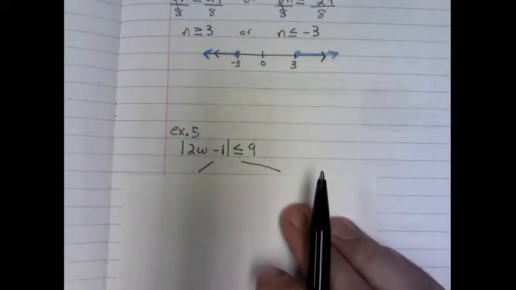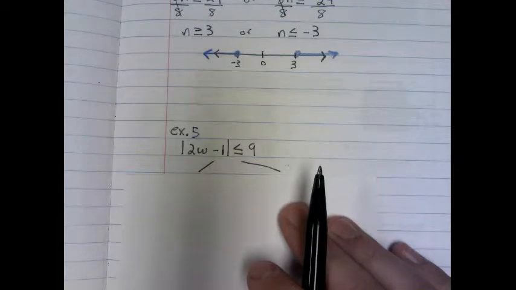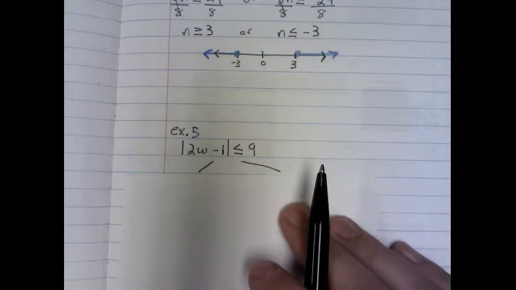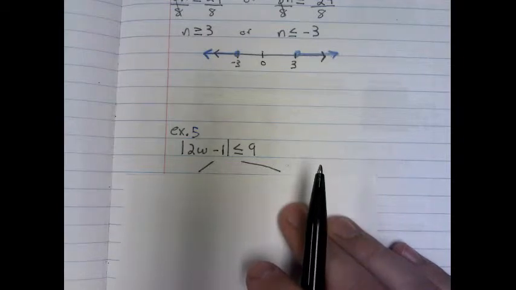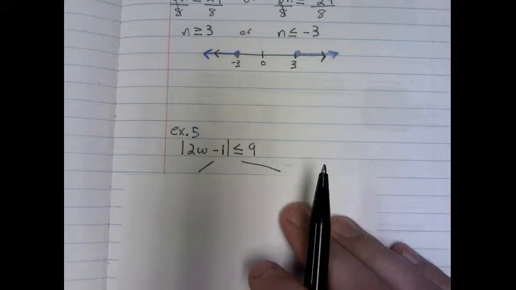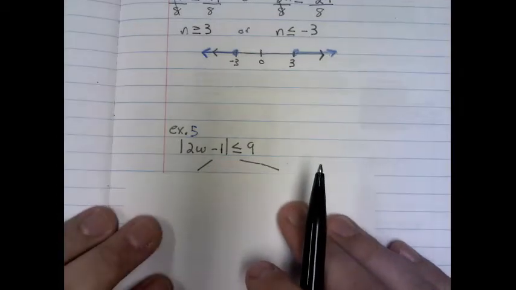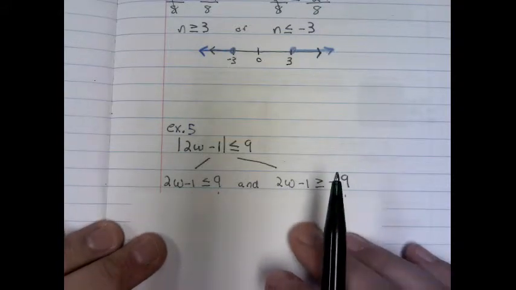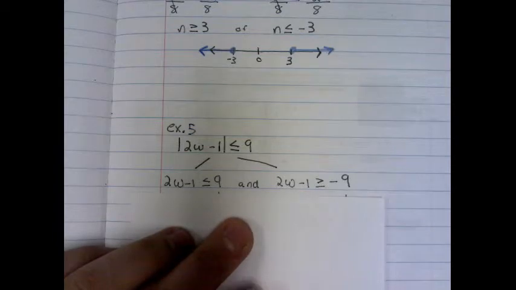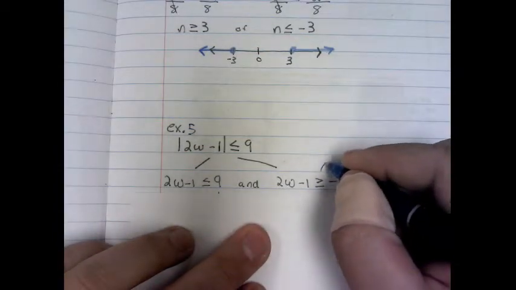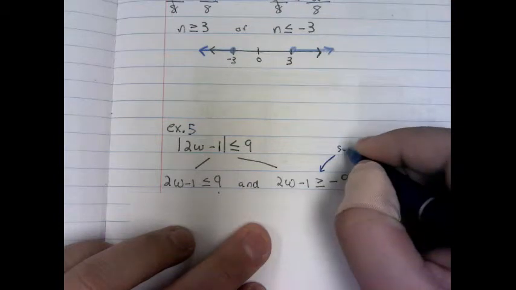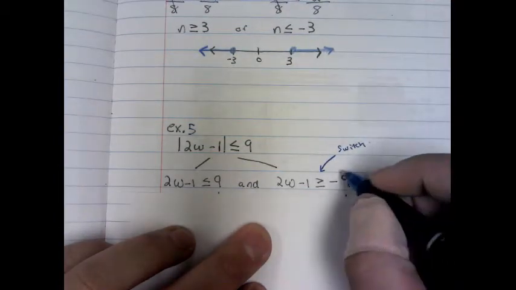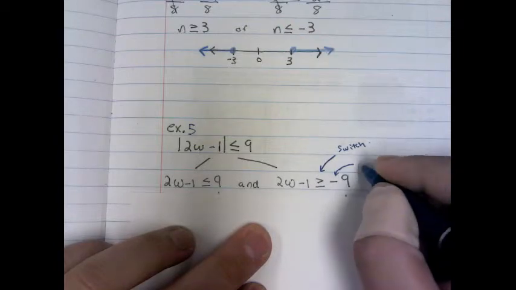And now we have example 5, which is our last example. The absolute value of 2w minus 1 is less than or equal to 9. So we're looking for the distance is less than. That means we should have an and inequality, because it's going to be between two numbers, including 0. So we break this apart. Again, the first one just stays the same: 2w minus 1 is less than or equal to 9. It's an and inequality, and we switch the inequality symbol, and then we make that one negative.